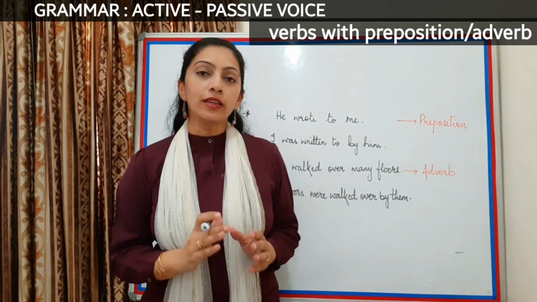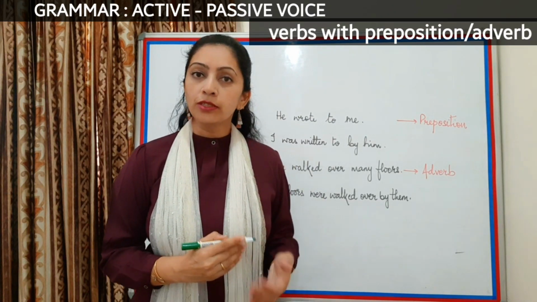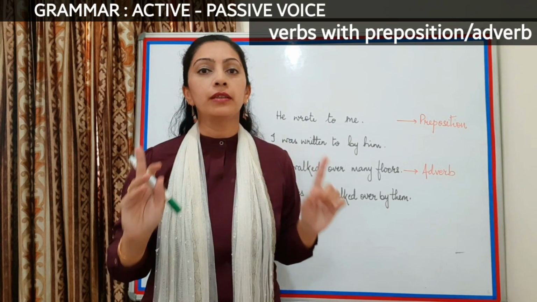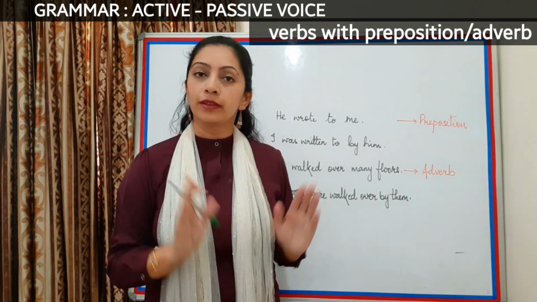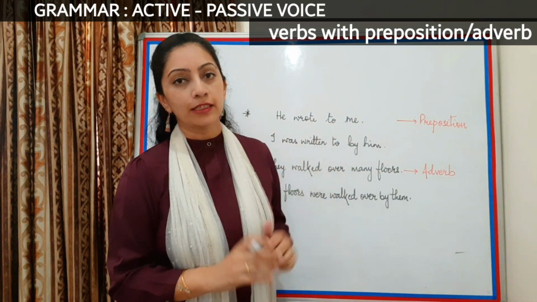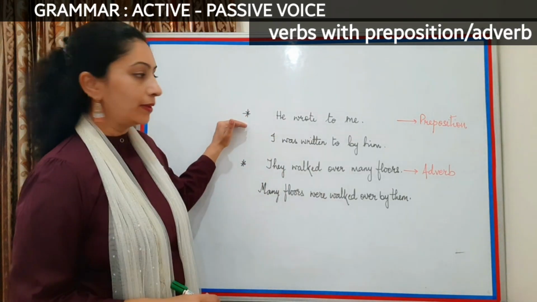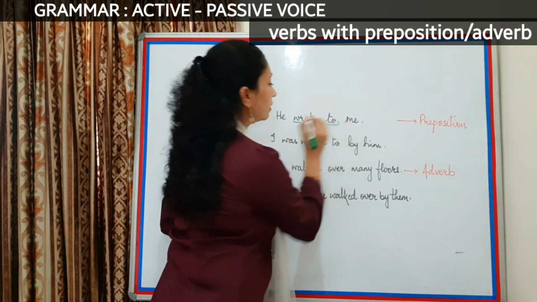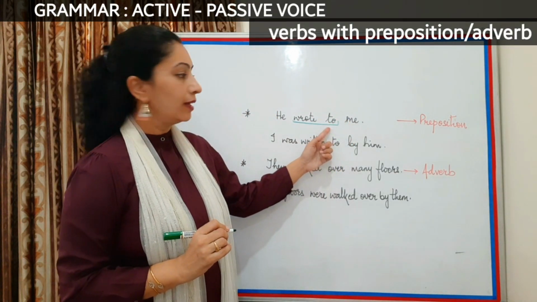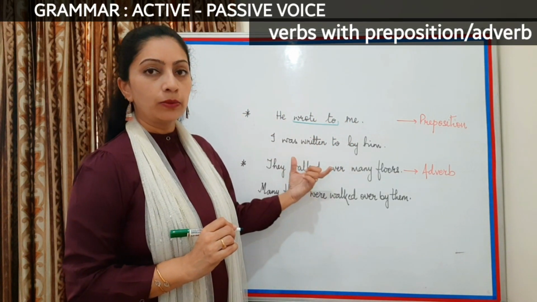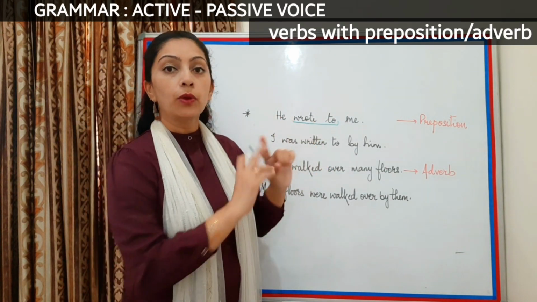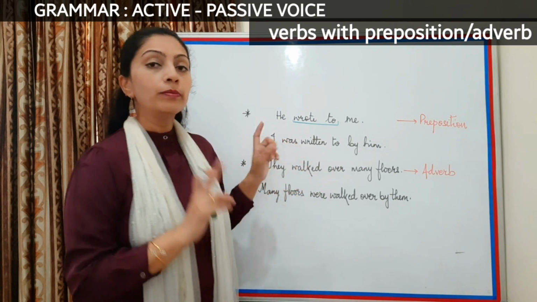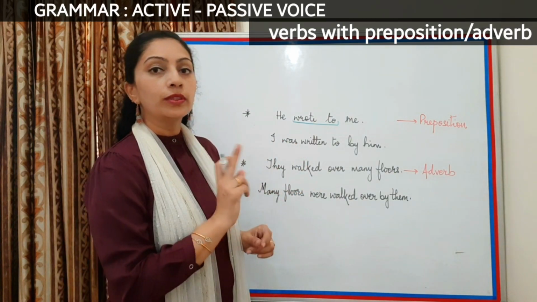The next case is whenever there is a verb with a preposition or adverb, then what do you do? Very simple. Do not separate the verb and preposition or adverb. Keep it together just as it is in active voice. Let's look at this example. He wrote to me. Now here the verb is with a preposition to. Whenever you are changing it in passive voice, this combination will not get separated. They will always be together. The verb will change into the third form, but the preposition will always follow that verb.